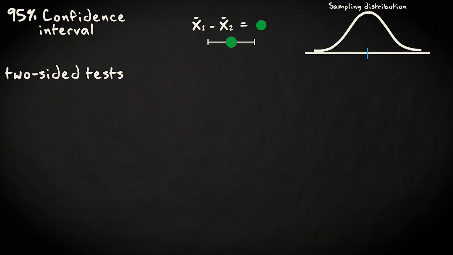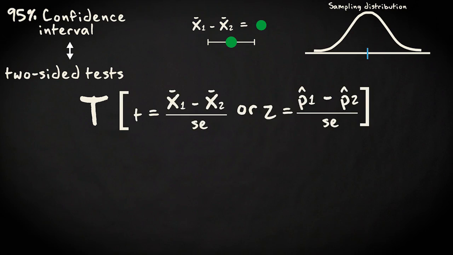Two-sided tests and confidence intervals are closely related. We'll look at how a confidence interval is constructed and then note the parallels with two-sided tests. I'll use a capital T to denote test statistic values in general. Depending on whether we're considering means or proportions, this could be a t-value or a z-value.